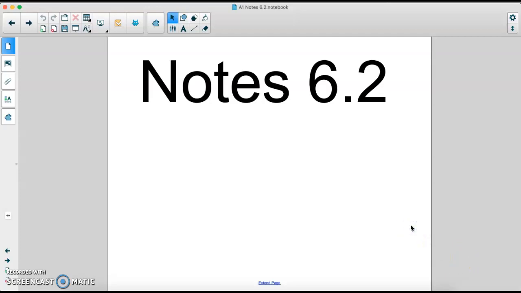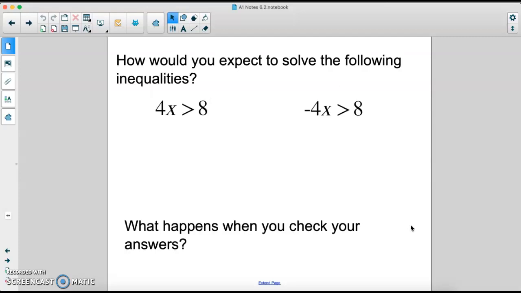Hey Algebra, here are the notes for 6.2, Understanding Inequalities. So first off, how would you expect to solve the following inequalities?